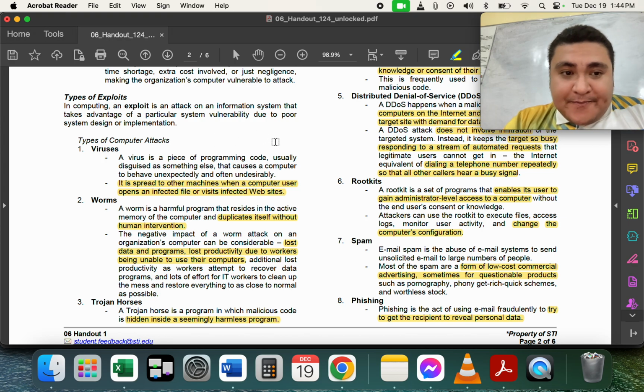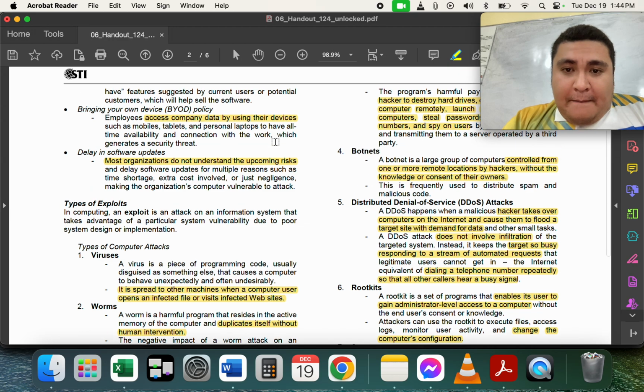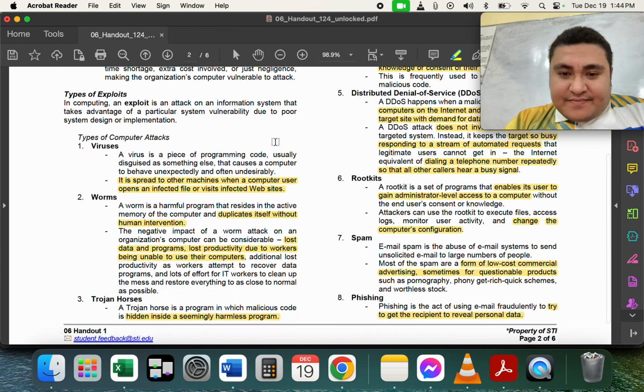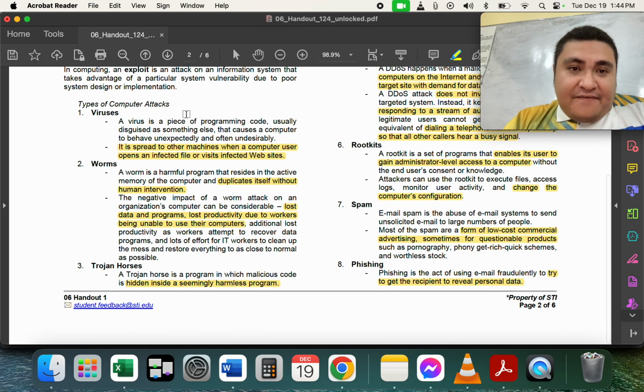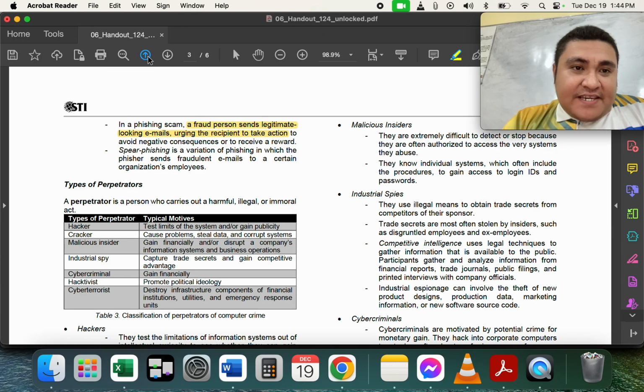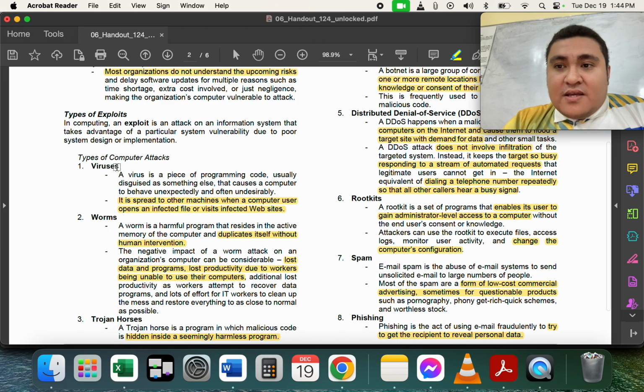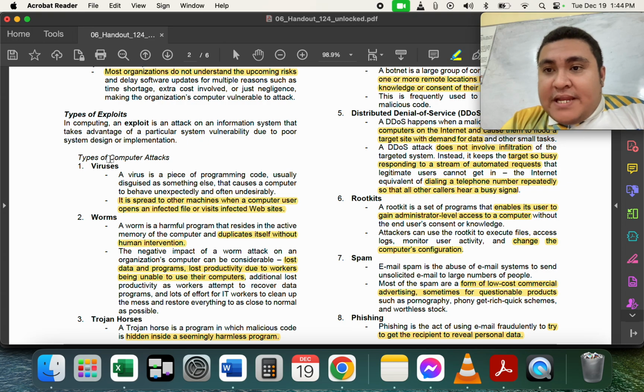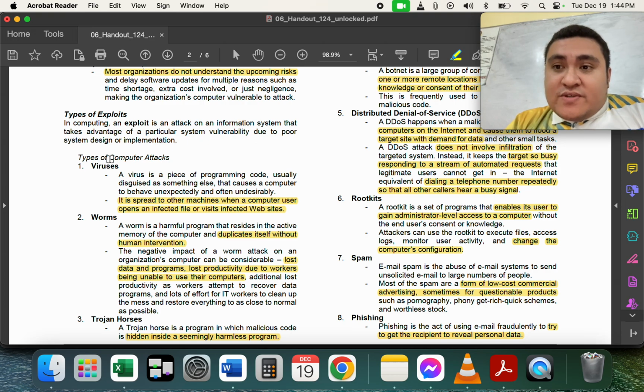We have viruses, worms, Trojan horses, botnets, DDoS attacks, rootkits, spam, and phishing. I think phishing is the last one. So let's start first with the virus. Viruses spread to other machines when a computer user opens an infected file or visits infected websites. They usually come in an executable file, and when they are executed, there could be loss of data or a damaged program.